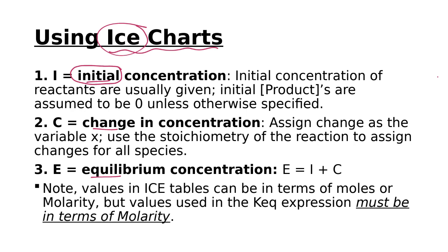So we set up something called an ICE chart, where we start off with initial concentrations. We take a look at the change in concentration that's going to happen. And this is where we would use some stoichiometry and look at mole ratios in order to do that. And then we're going to calculate the equilibrium concentration by taking whatever the initial concentration is and then adding or subtracting, because it does depend whether it's reactant or product.